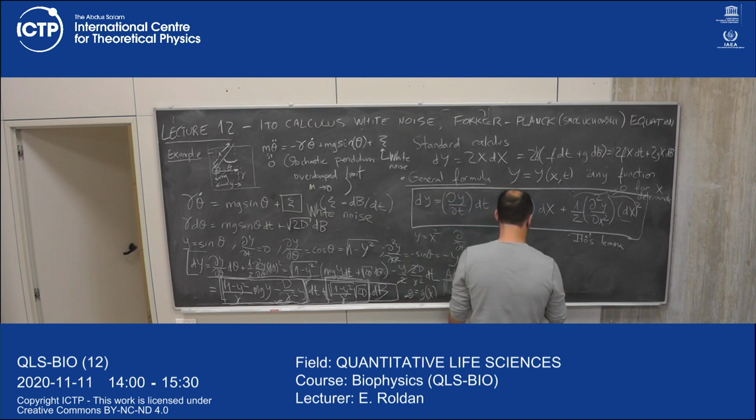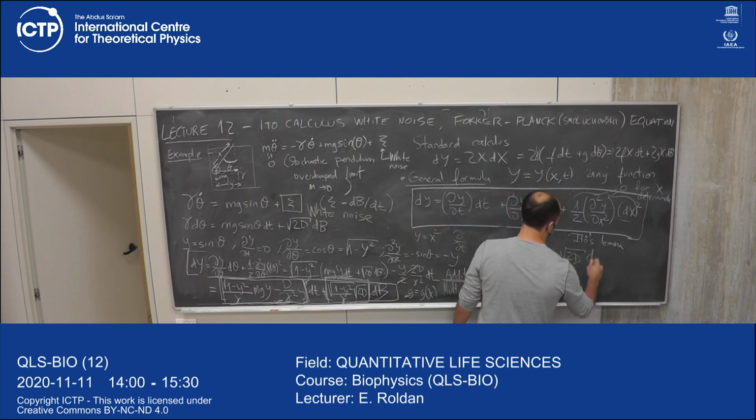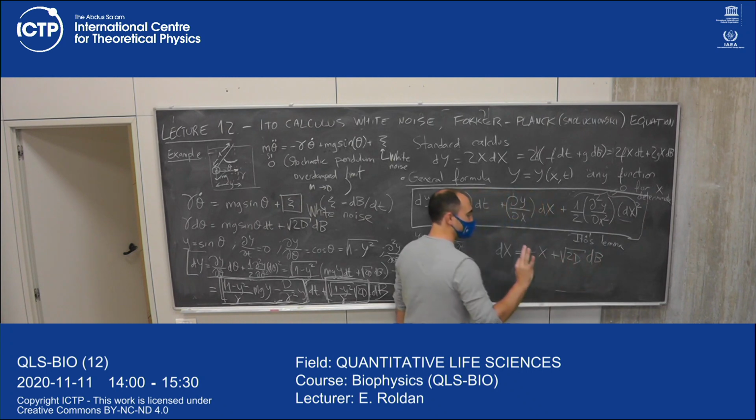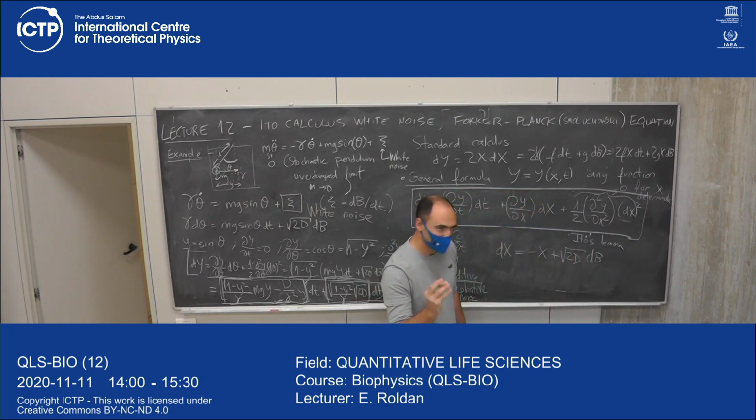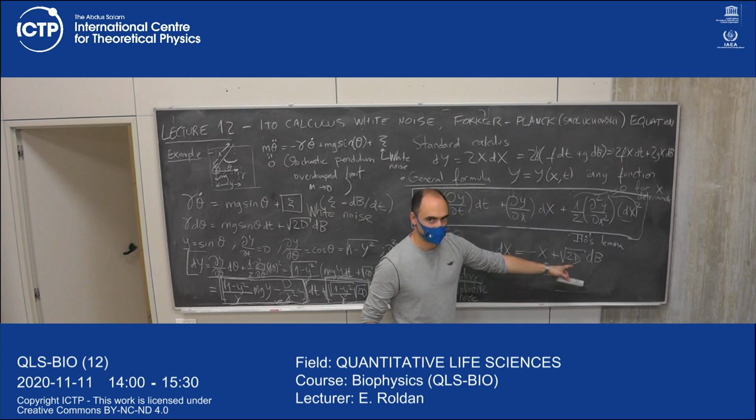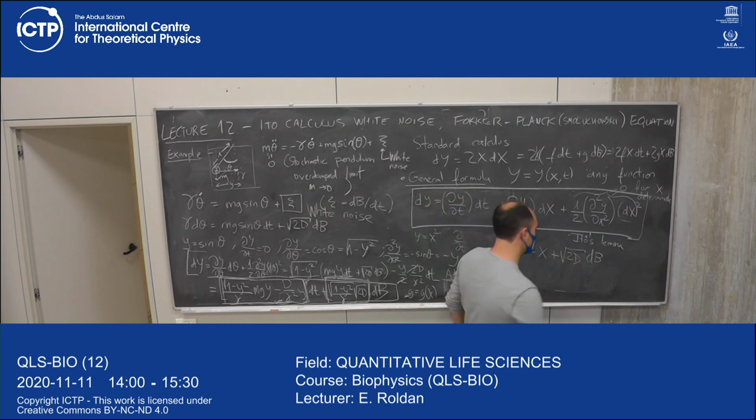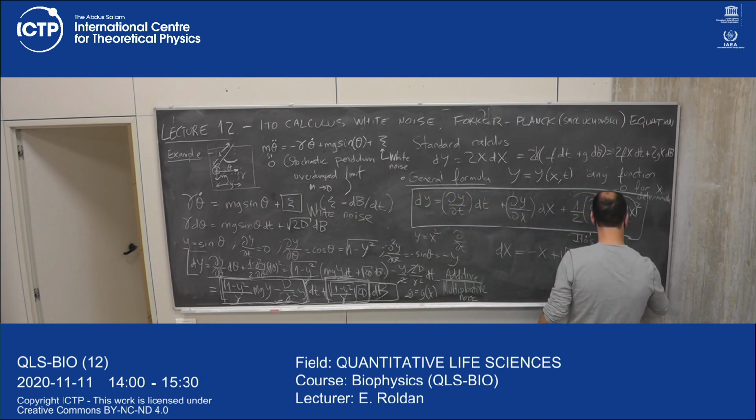So it would be, I don't know, minus x plus square root of 2D dB. Here, the amplitude of the noise doesn't depend on x. This is called additive noise.